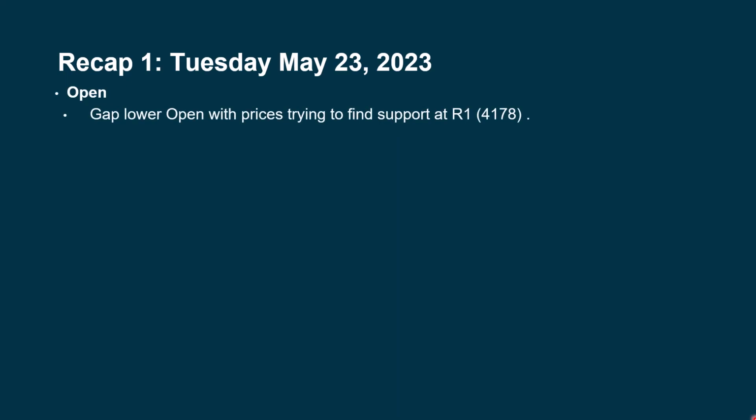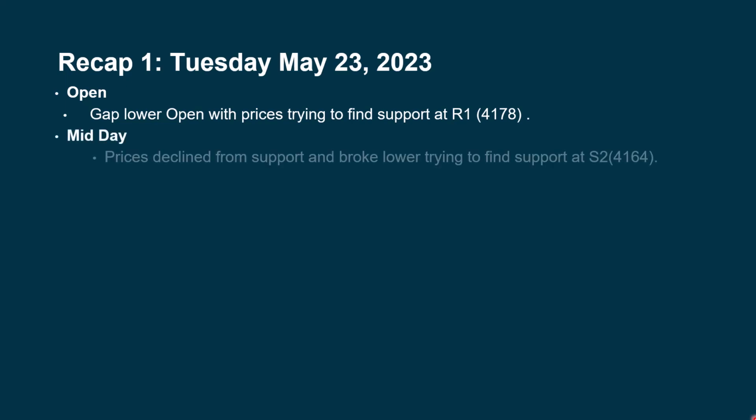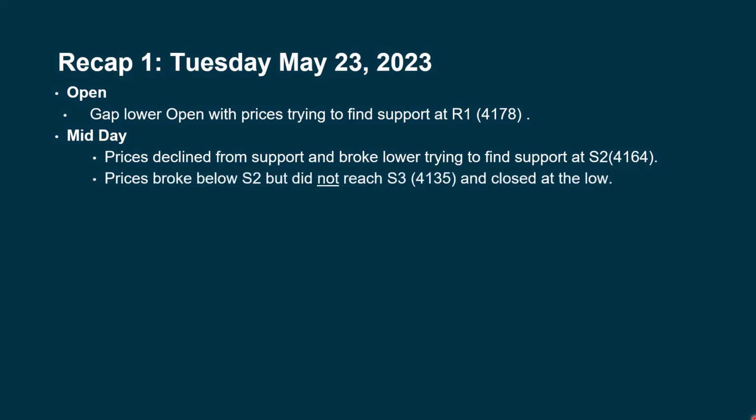All right. Enough of that. Let's go back and talk about what happened. We had a gap lower open, and prices tried to find support down at R1 at 41.78. As the day went on, prices then kept falling. They didn't hold at that support level. We broke lower, and we tried to find support at S2, 41.64. That didn't hold, so prices broke below S2, but didn't get all the way down to S3, so I don't have that on the chart. That was at 41.35, and we ended up closing at the low. So it was a negative day overall.